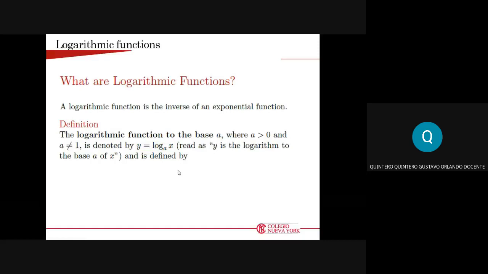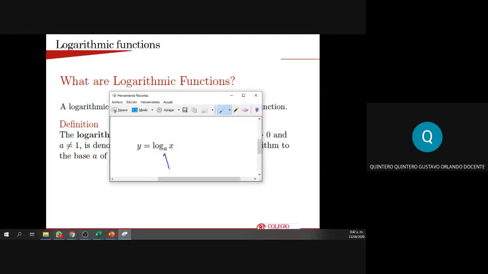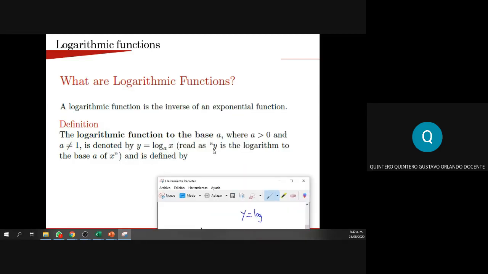All right, this is what I want you to focus on, guys. This is the value of a that has to be bigger than 0, right? And also cannot be 1. That is the value that cannot be 1. So you can have something like this: y equals the logarithm to the base a of x. By the way, this is how you read it: y is the logarithm to the base a of x.